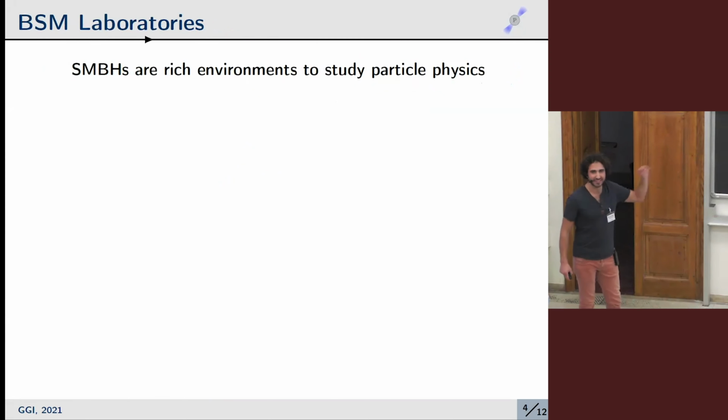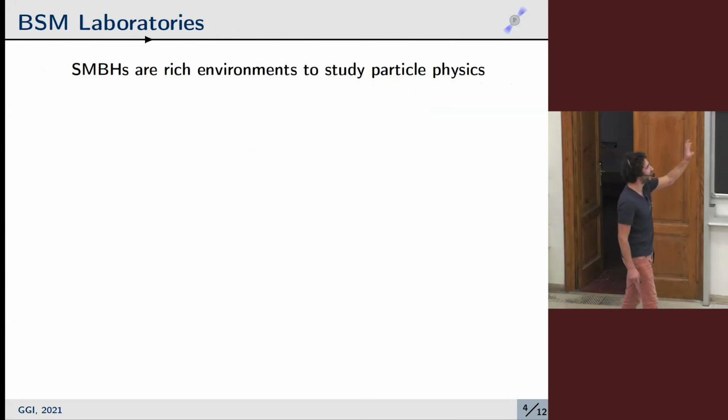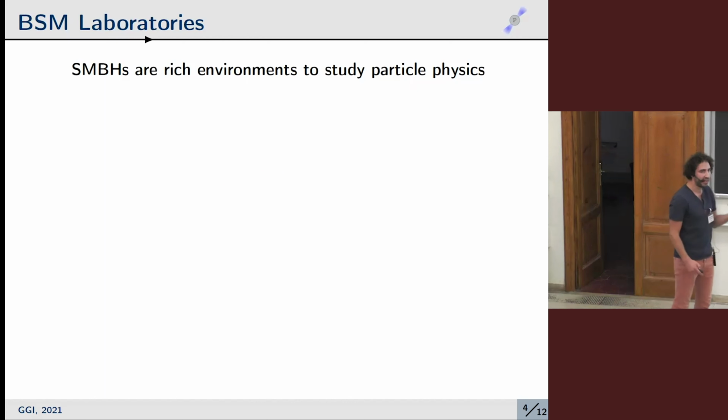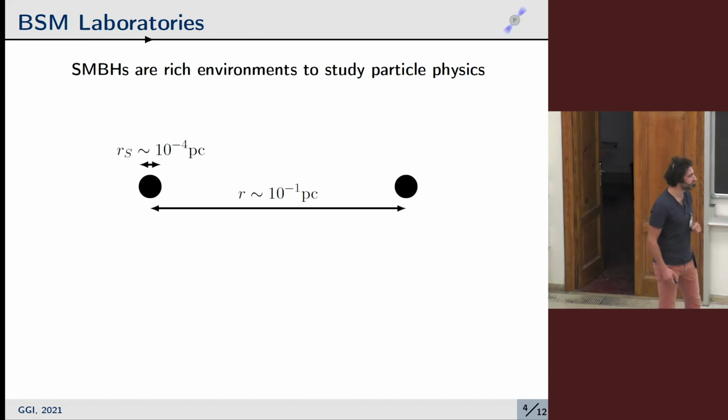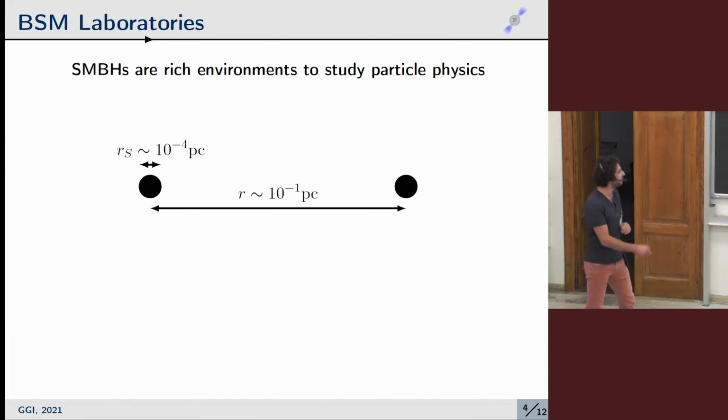Okay, so that's the next step of this talk. I want to understand how you can use these supermassive black holes as environments to study particle physics. And to do that, let's first look at the parametrics here. Just to set the stage, we're talking about distances of about 0.1 parsec to 0.01 parsecs in the PTA window. The Schwarzschild radius of these things is much smaller, about 10 to the minus 4 parsecs. So there's a nice separation of scales here that I'm going to talk about in a moment.